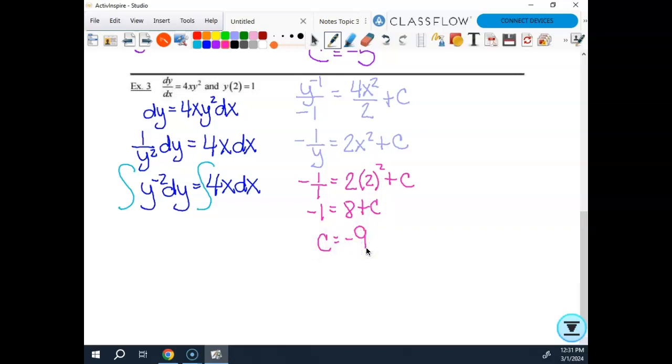Do you know what I meant? Yeah. How are we doing? You get -9? Okay, perfect. Good. And so now that you've got that, now put it back in and see if you can solve for y.